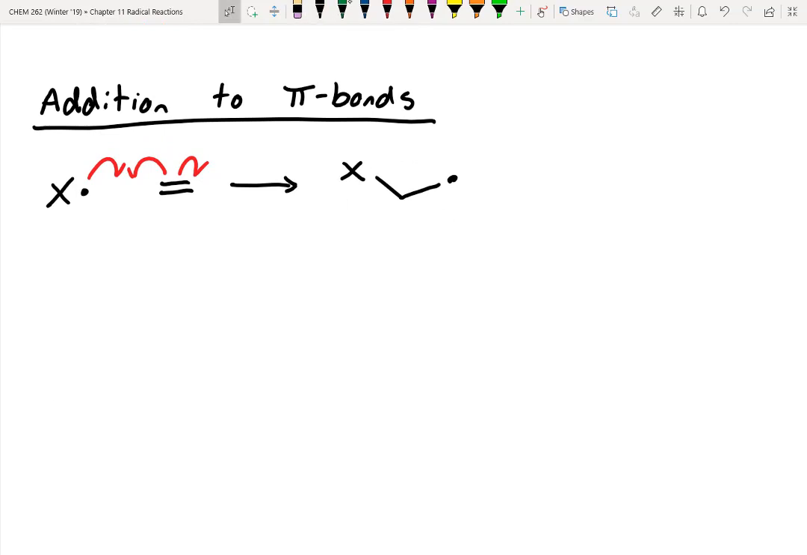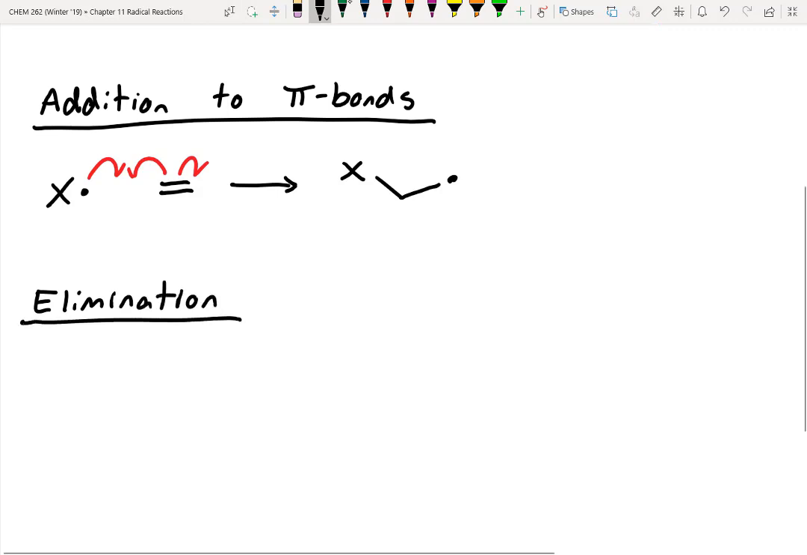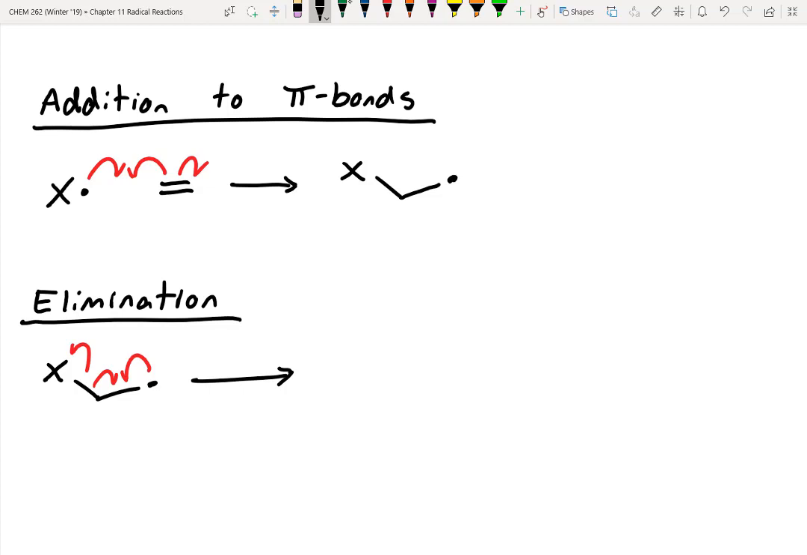So that's another one. The other one, instead of addition, is elimination. It's basically the same thing, but in reverse. So if you've got this radical that we just formed, you could do the reverse reaction and say, well, maybe this electron that's unpaired dumps down, and then we break this covalent bond, form a new pi bond, and then eject off X as a radical. Everything's the same, but just in the reverse order. Does that make sense?